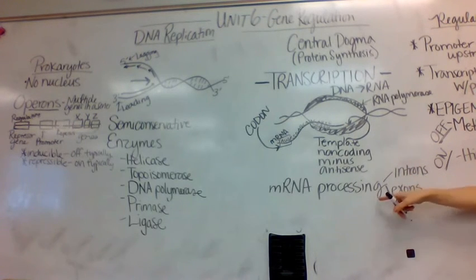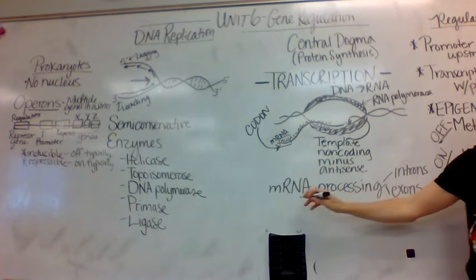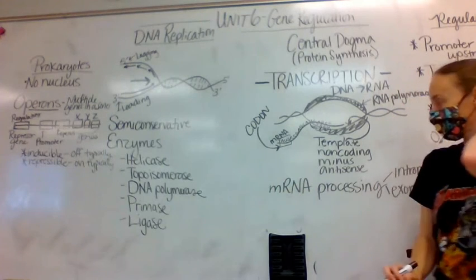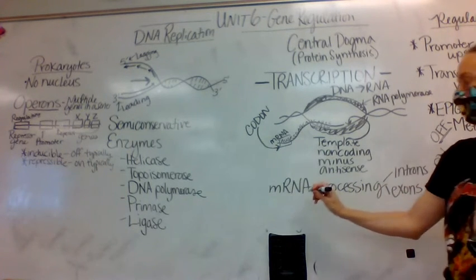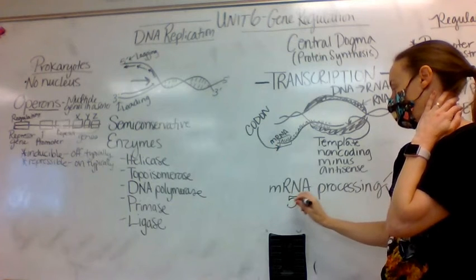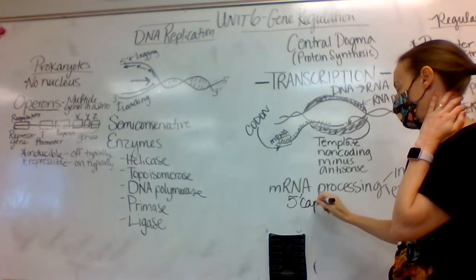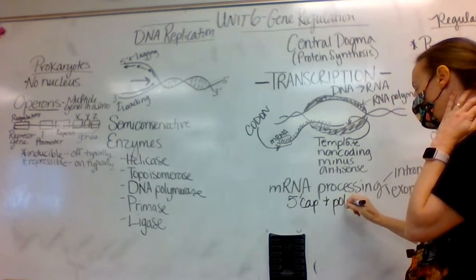So this is mRNA processing. Make sure mRNA is shorter. This is still in the nucleus. We are still in the nucleus. So we're not quite done making our mRNA until we get it processed. Now it's done. Oh, wait, no, it's not. We have to cap it. 5' cap and poly A tail.